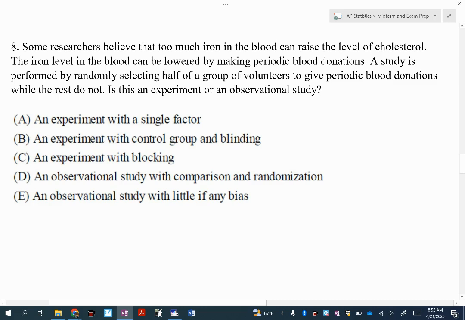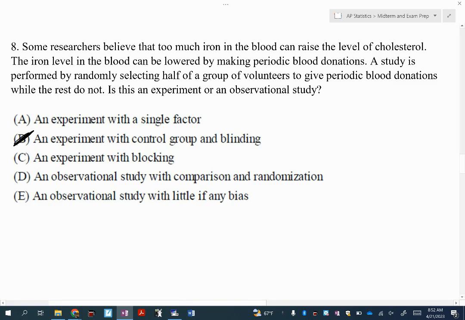Well, I don't think we can have blinding, right? Why can we not have blinding? Are they going to know if they're giving blood? Yeah, they're going to know. I don't think we're going to knock them out to then have them give blood or not. That seems unethical. Are they blocking?